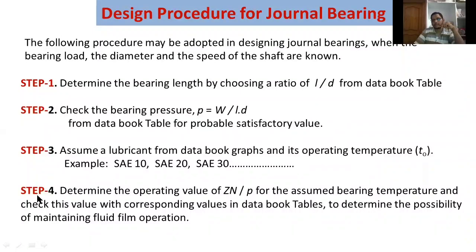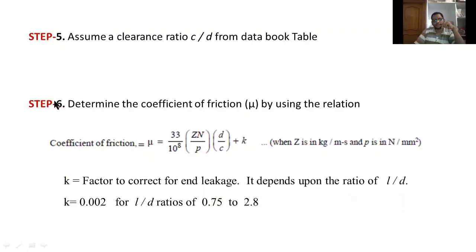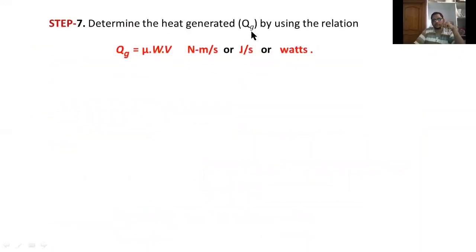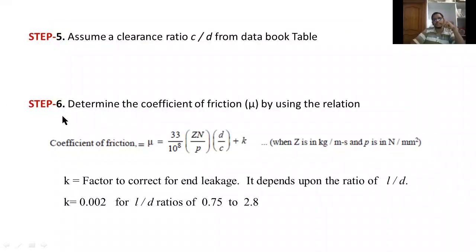In step number four, you have to find the value of Zn by P. From the data handbook you have to choose a suitable Zn by P value and check with that value. In step number five, you have to find the value of C by D ratio from the data handbook. In step number six, you have to find the value of the coefficient of friction, mu. There are no units for the coefficient of friction.